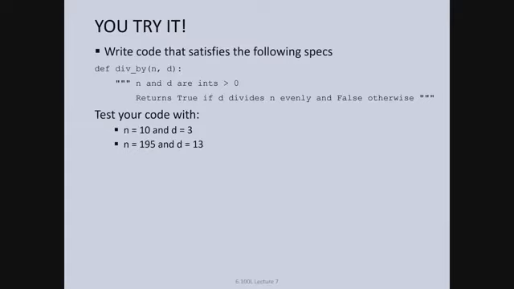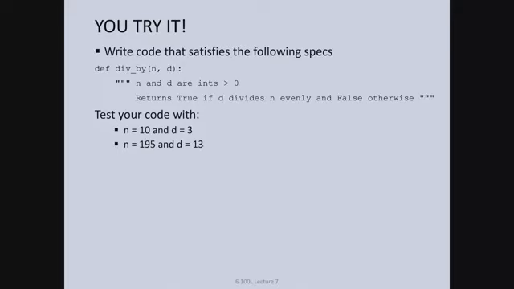Okay, I'll give you a chance to try this out for about a minute. So let's have you write this code. Here I'm giving you the function specification. Most of the time I'll give it to you, even in quizzes. I want you to write for me a function called div_by. This one takes in two parameters, both integers greater than 0, n and d. And this function will return true if d divides n evenly, and false if it does not divide n evenly.